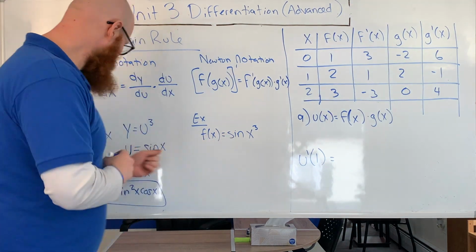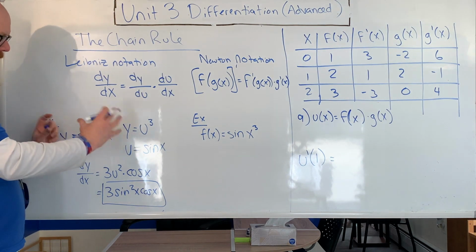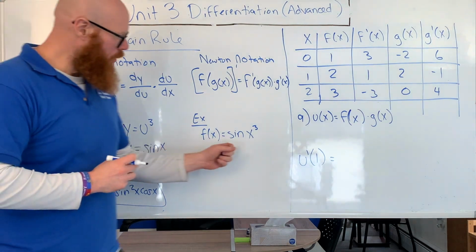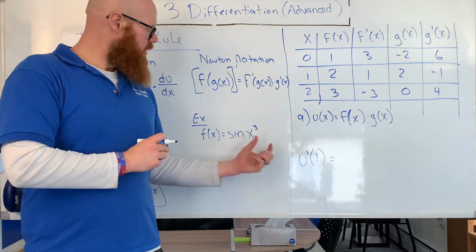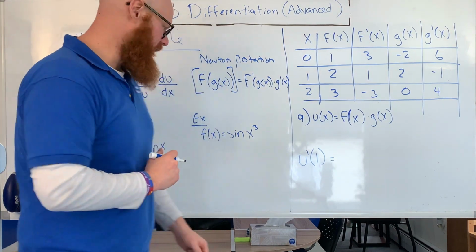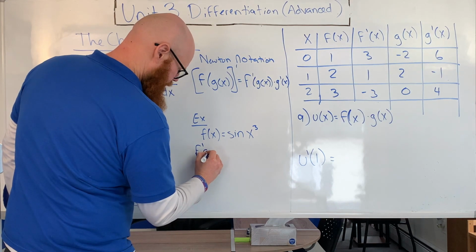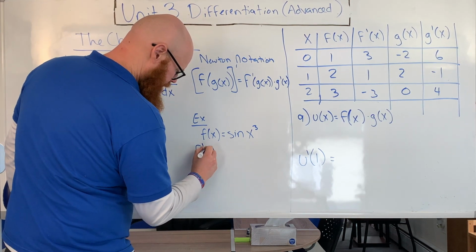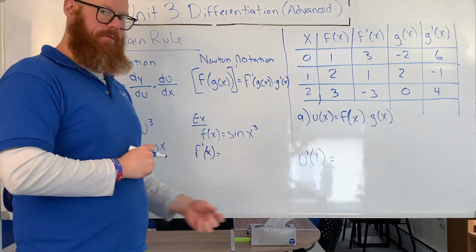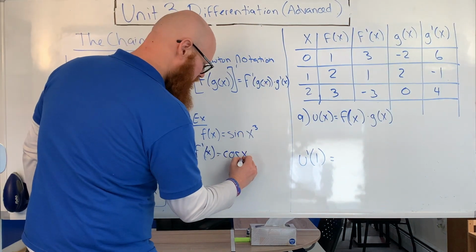Here, this is different than this. This is another reason I picked these two examples. This is sine cubed of x. Here the outside function was the cube and the inside function was sine. Well, this is the sine of x cubed. So here the outside function is sine and the inside function is x cubed. If we're going to do the derivative of this, we have to do the derivative of the outside function first. So the derivative of sine is cosine, and the inside function stays the same.